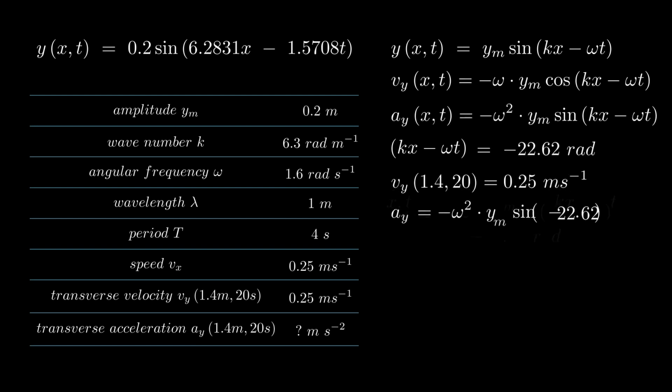We can substitute the calculated phase value into the formula for transverse acceleration and follow the same steps as we did to calculate the transverse velocity. The acceleration is stated as 0.29 meters per square second, but it's negative. This negative sign suggests that the string element is moving in the positive direction, but experiencing deceleration.